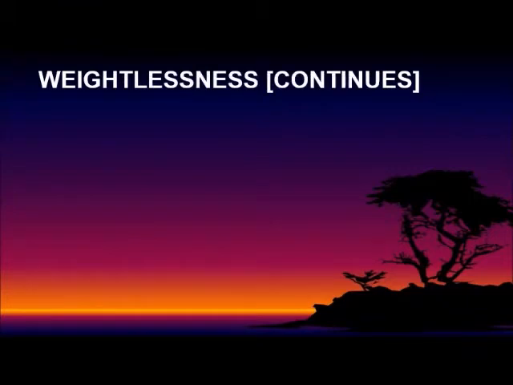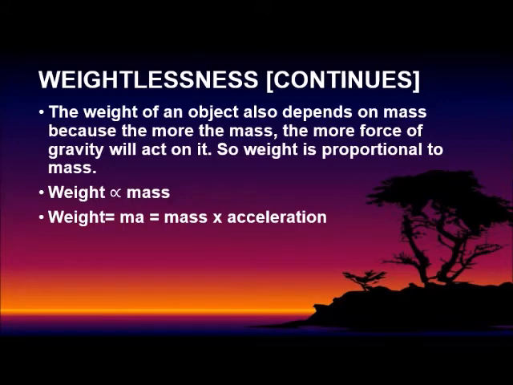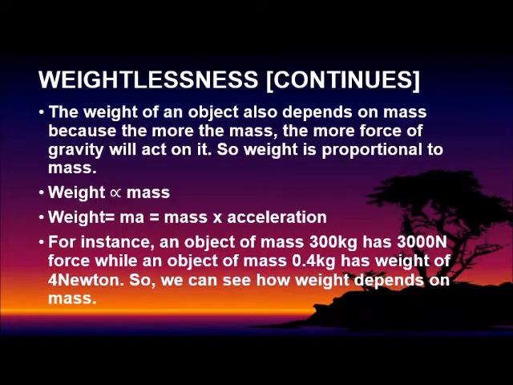Weightlessness continues. The weight of an object also depends on mass, because the more the mass, the more force of gravity will act on it. So weight is proportional to mass. Weight is directly proportional to mass. Weight is equal to ma, which is mass times acceleration. For instance, an object of mass 300 kg has 3000 Newton force, while an object of mass 0.4 kg has a weight of 4 Newton. So we can see how weight depends on mass.